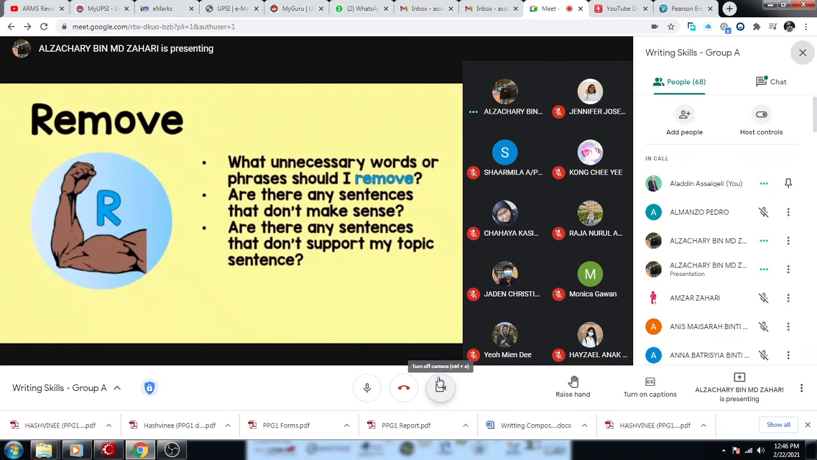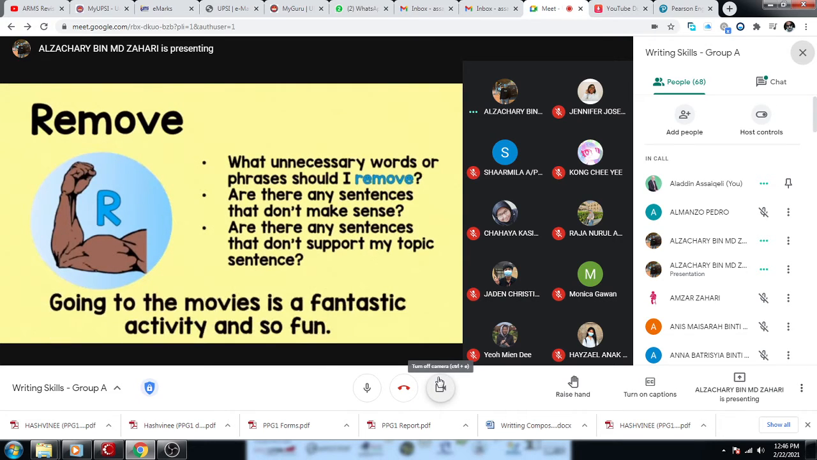Irrelevant sentences. Let's take a look at this example sentence. Going to the movies is a fantastic activity and so fun. Describing going to the movies as fun after already calling it fantastic seems a little redundant and unnecessary. Right. So that part can easily be removed. Remove.